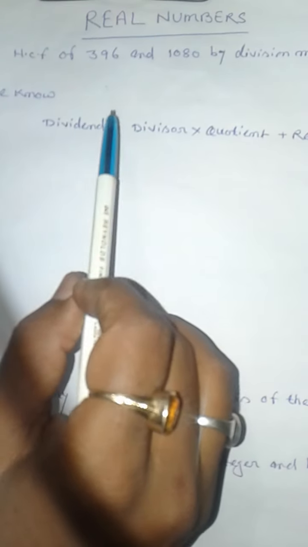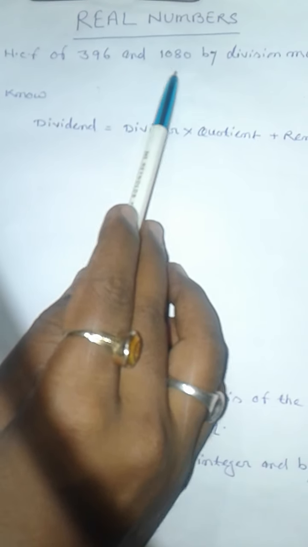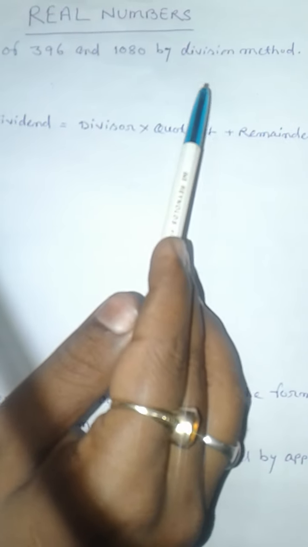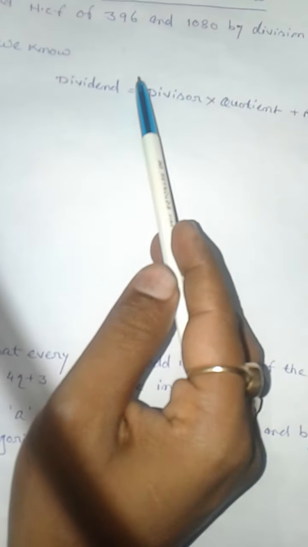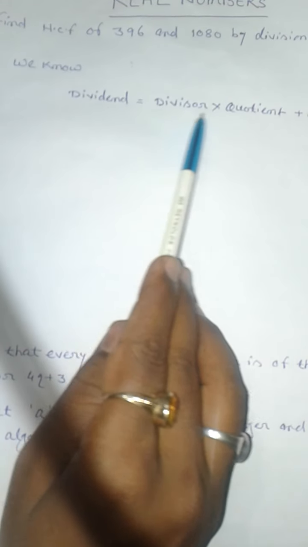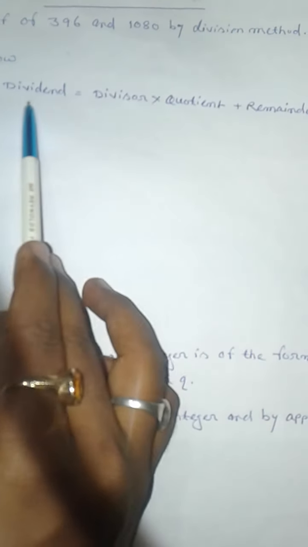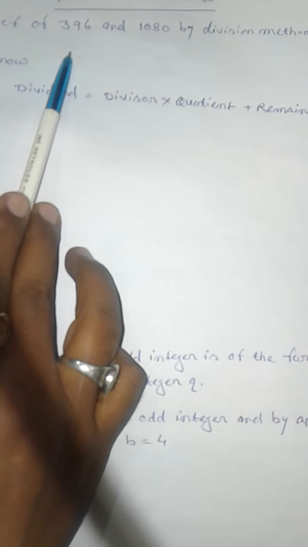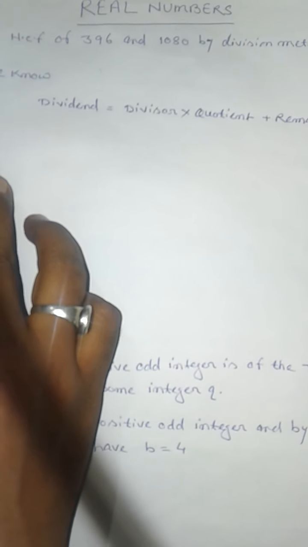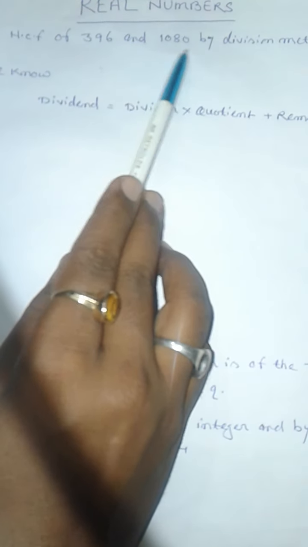So here in class 10 we have to know how to find the HCF of two numbers by using the long division method. So let us see one sum. Before solving this sum, we have to know the formula: dividend is equal to divisor into quotient plus remainder. We are going to use this formula to solve this sum. So here you can see we have to find the HCF of 396 and 1080.